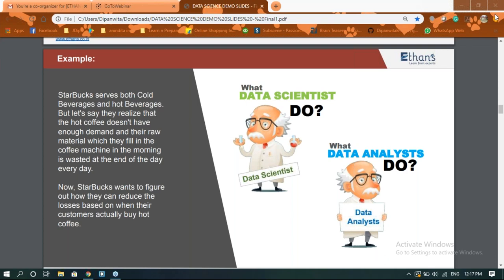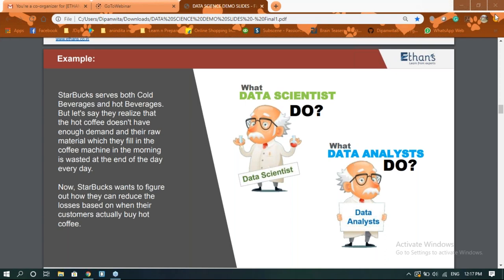Okay, so why do we do this? Okay, so this is a two-step process. See, if Starbucks only has data analysts, what they could do is they could find a problem that, okay, every day they are wasting a lot of things, but they want to have an optimized manner. What could data analysts do in this situation?